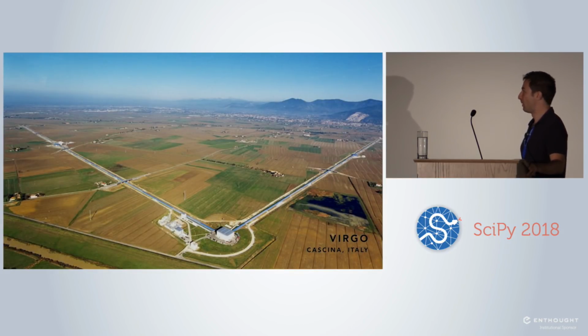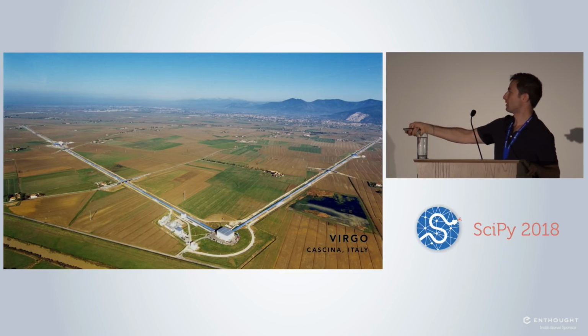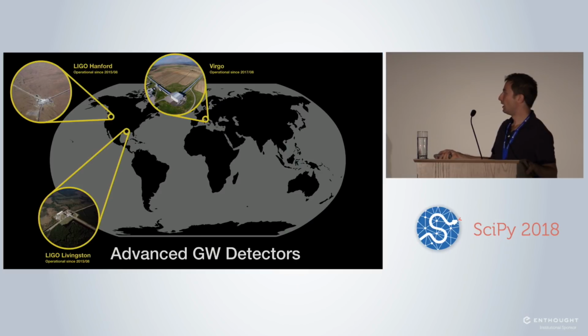That was cool enough, but even better, Advanced Virgo, our European counterpart facility, had just come online in their advanced configuration just weeks beforehand. And so for the first time, we had a globally dispersed network of 3 gravitational wave detectors with astrophysical sensitivity.